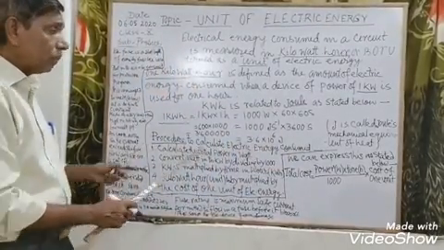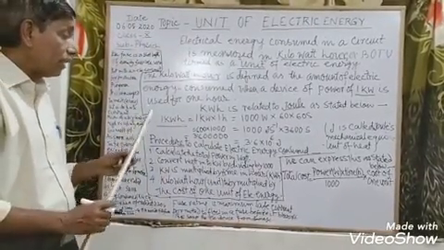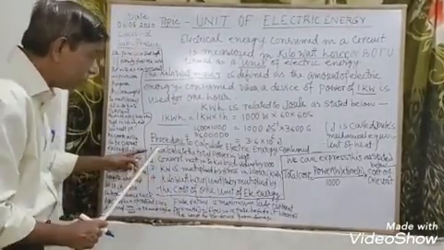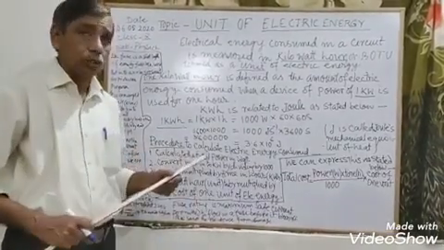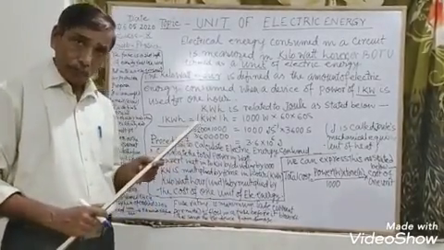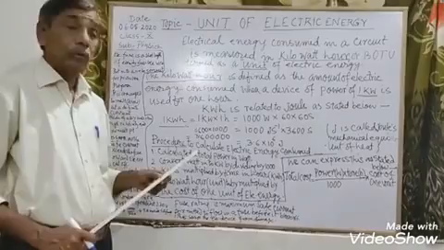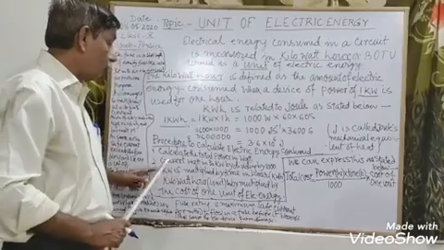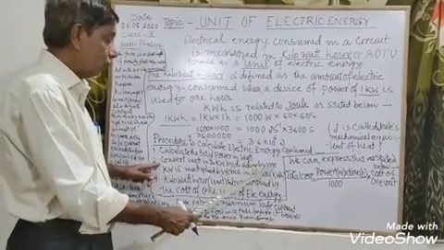Now, what is the procedure to find out the cost of whatever energy is consumed by an electric device? This is the procedure I have written here. To calculate the electric energy consumed by a device, first calculate the total power in watt. Second, convert watt into kilowatt, by dividing by 1000.